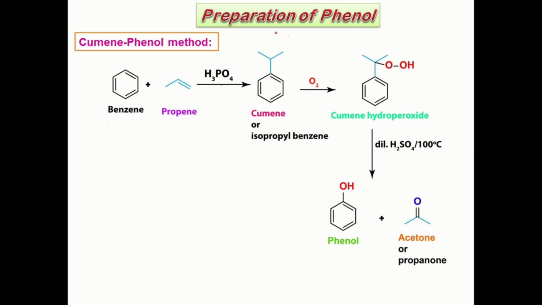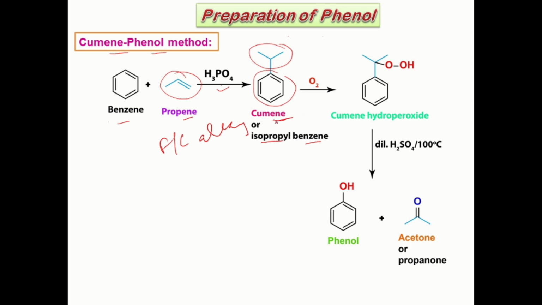Today I will discuss the preparation of phenol from benzene through cumene. This reaction is known as the cumene phenol method. Here benzene reacts with propene in the presence of phosphoric acid to form cumene. In this cumene, this is the benzene part and this is the isopropyl part, so it is called isopropyl benzene. This isopropyl part has come from the propene. This reaction is known as the Friedel-Crafts alkylation reaction.